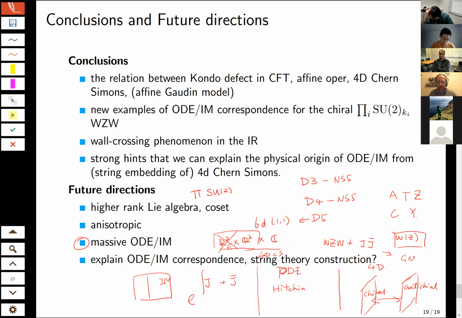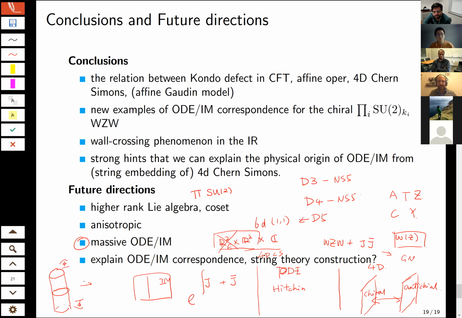Oh yeah. So by excited state, I mean this. Suppose this is the CFT part. I consider this CFT on the cylinder, and I put my Kondo defect along the spatial circle, for example. Then I put a state here, and a state here. I can calculate the expectation value. The statement is that this will be given by the Stokes data of a different ODE. It's like adding extra singularities to the vacuum oper.